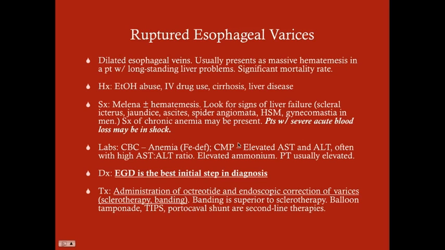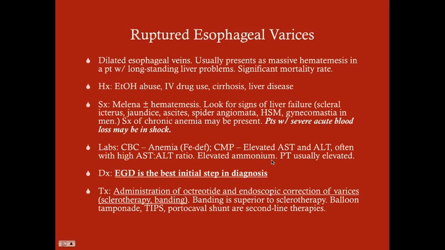CMP, this is going to be important because you want to know if the patient has disease due to alcoholism or not. Anytime you have liver failure, you're going to have elevated AST and ALT. Oftentimes, it's going to be with a high AST to ALT ratio. Usually, that's AST to ALT greater than 2 to 1. If the AST to ALT ratio is greater than 2 to 1, then the likelihood is that this patient has liver problems due to alcoholism.